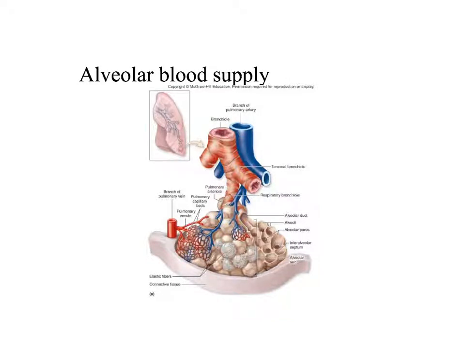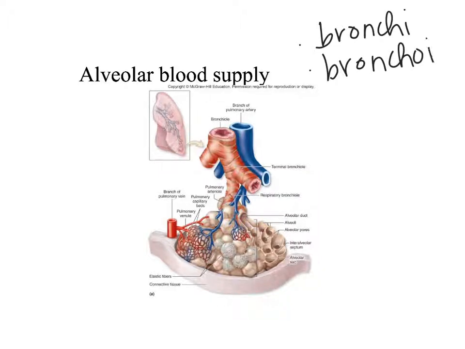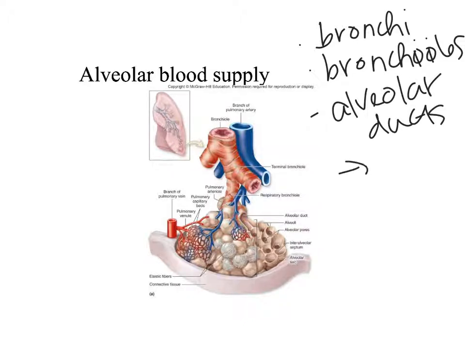So we want to look at alveoli and how we actually get to the alveoli. This is a blow up. We're going to go bronchi, and then we would go to bronchioles, and then we'll go to alveolar ducts. And then as we get smaller, we're going to go to alveoli, which is plural, right?